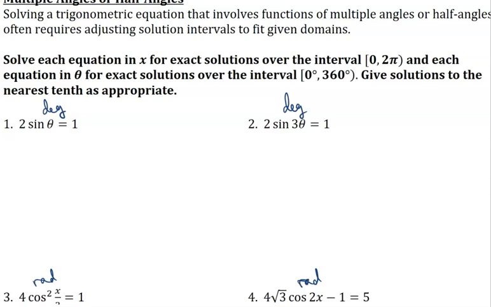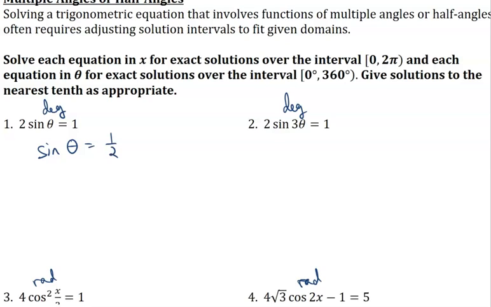So for this one, essentially, the idea is you need to undo whatever is being done to the variable to try and isolate the variable. So the first thing I want to do here, moving from the outside in, is I'm going to divide both sides of the equation by 2. So then I have sine theta equals 1/2.